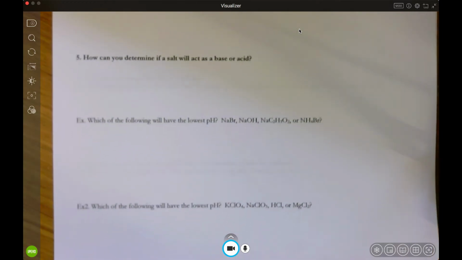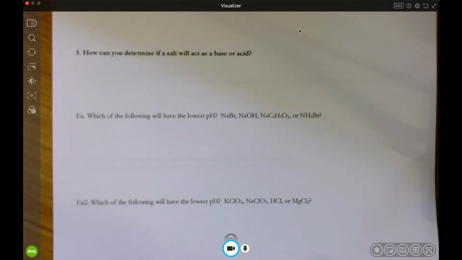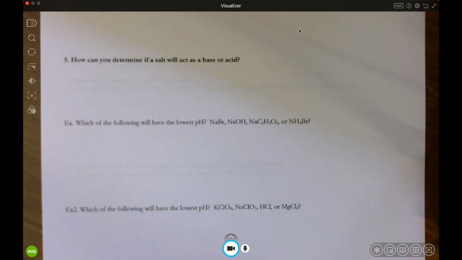Next question, how can you determine if a salt will act as an acid or a base? So the question that you really need to ask yourself is, where is the salt coming from?